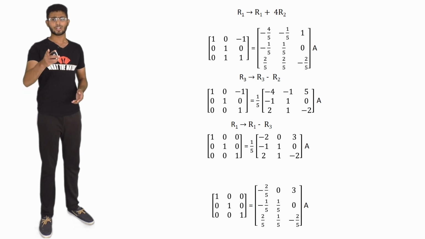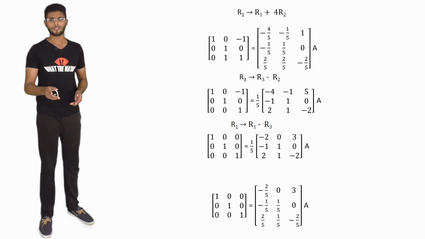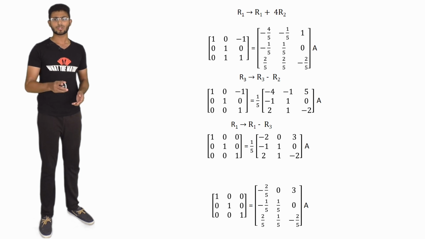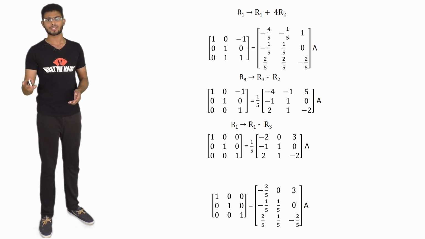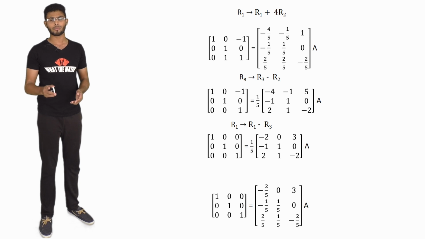Your inverse matrix is going to be minus 2 by 5, 0 and 3, minus 1 by 5, 1 by 5, 0, 2 by 5, 1 by 5 and minus 2 by 5. So that's going to be your answer.